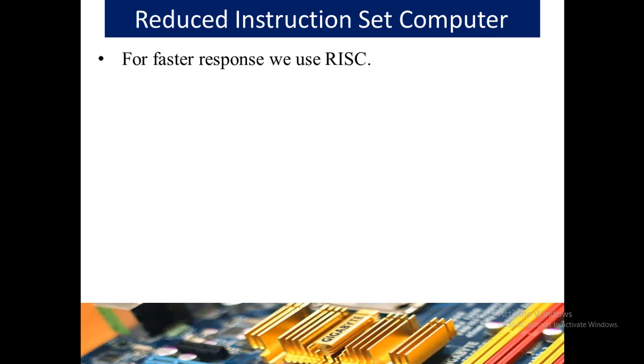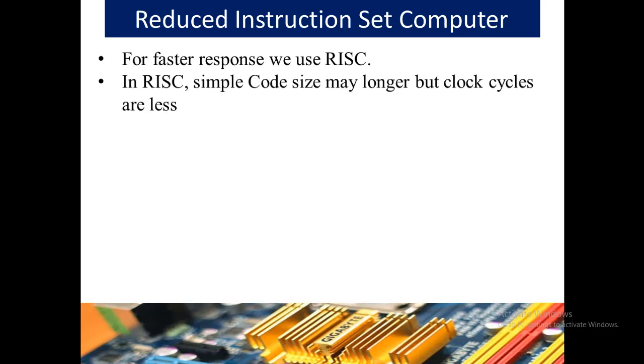For speedy responses, for faster speed, we use RISC. In RISC, the code size may be longer, but clock cycles are fewer. It means that it executes the instructions in very little time. RISC uses more registers than RAM.